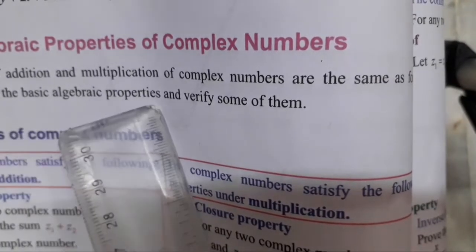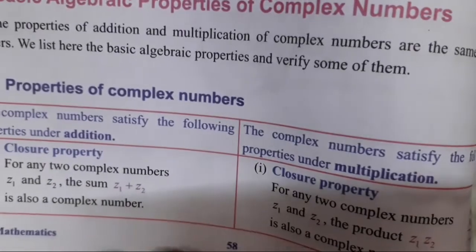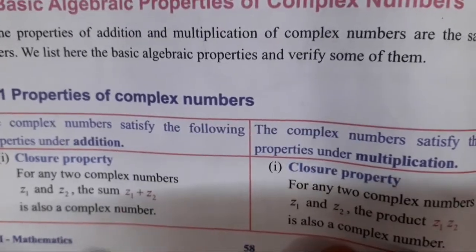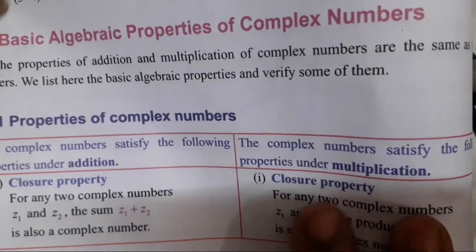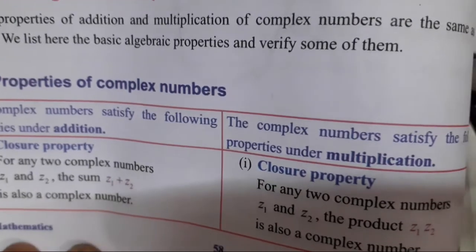So the properties of addition and subtraction of complex numbers are the same as for real numbers. So what is the property? What is the first property? See the property, the properties of complex numbers. Take it down in your book itself. Listen carefully. Take your book and go through that one.